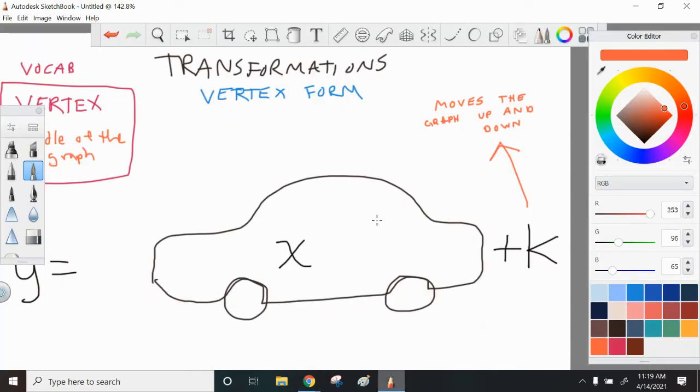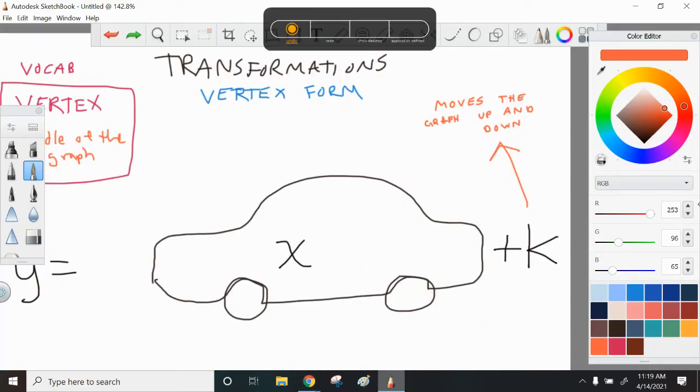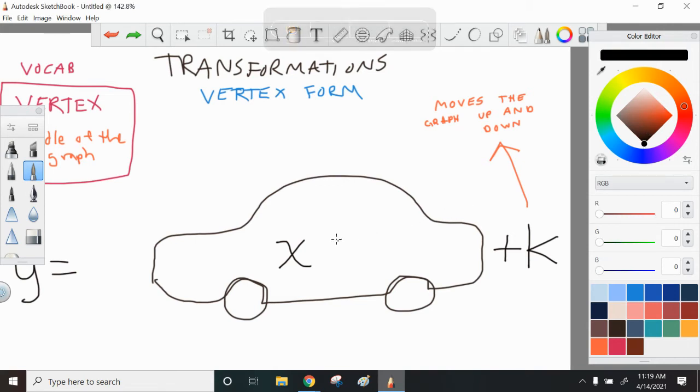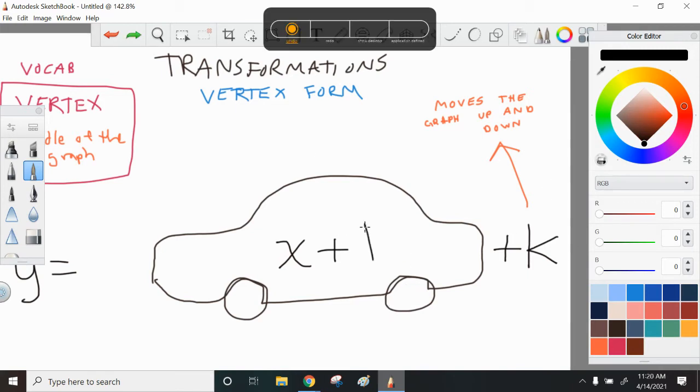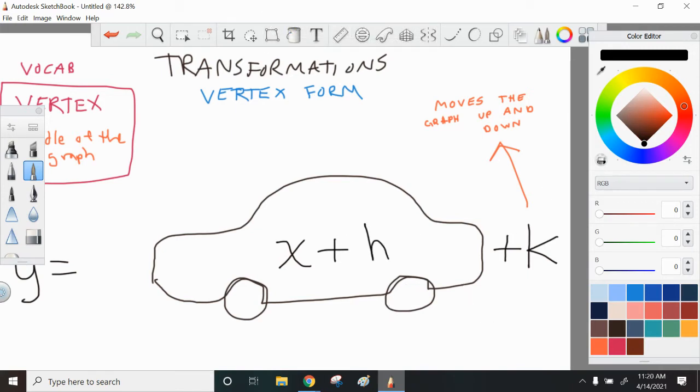So let's go back over here. Let's go ahead and fill this in. We're going to go ahead and put an H on the inside of our car. It's not a very handsome H. A little bit better there. H can be in the back seat.